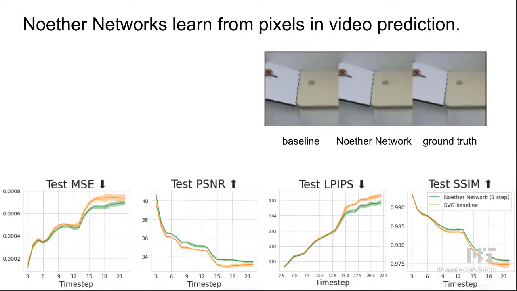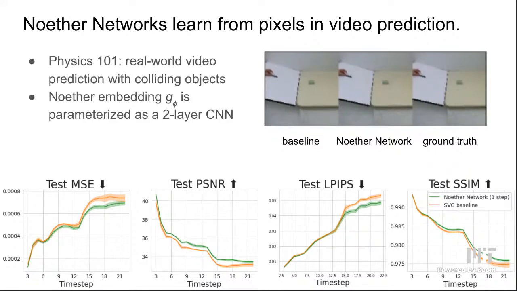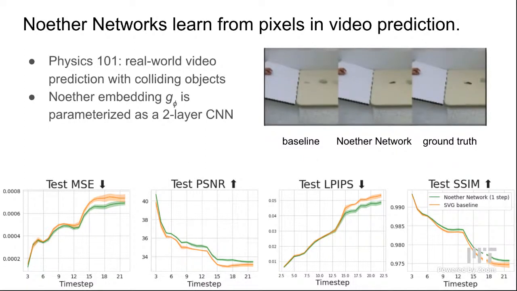The last setting that we consider is the case of real-world video prediction, where we must predict subsequent frames, and we formulate our embedding as a two-layer CNN. Here we see that our baseline on the left exhibits artifacts, which the Noether network mitigates to some degree. With that, I'd like to thank my collaborators, and I'll take any questions offline.